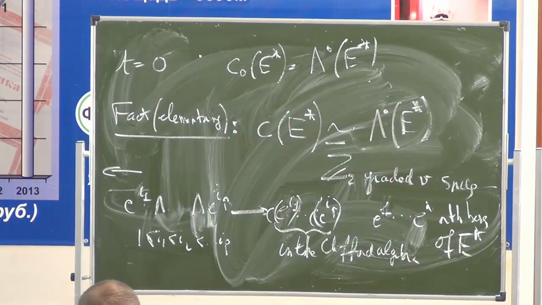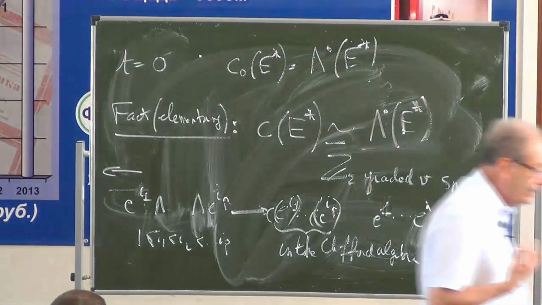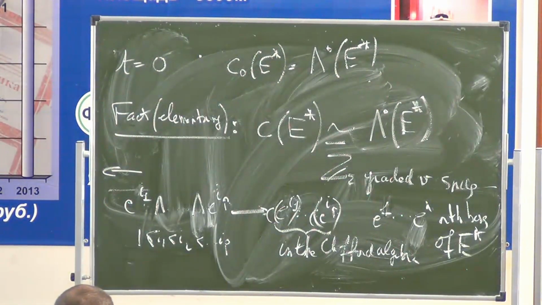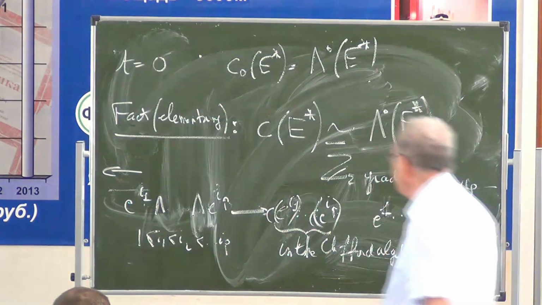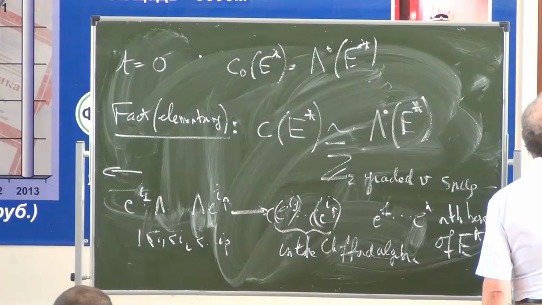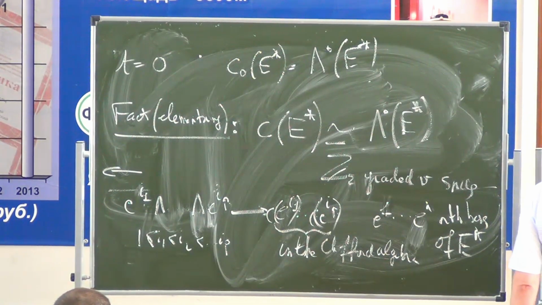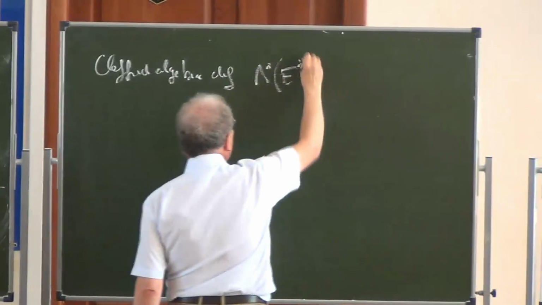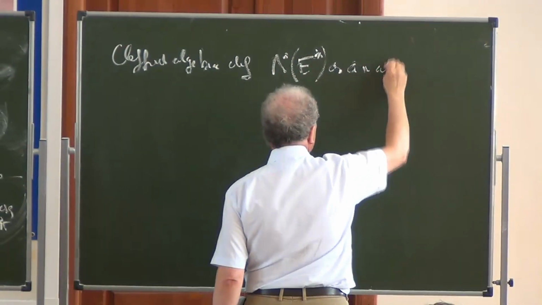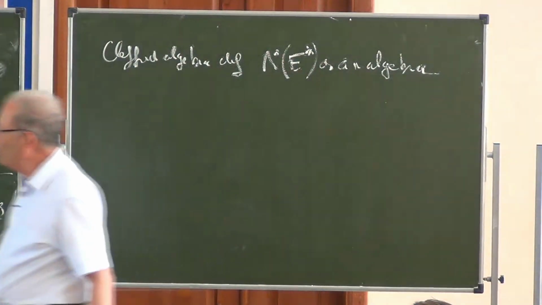So in other words, the Clifford algebra, as a vector space, is the same thing as the exterior algebra, but the only thing is that the product rule changes. So in some sense, the Clifford algebra is a deformation of the algebra Λ(E*) as an algebra. So this is fact number 1.